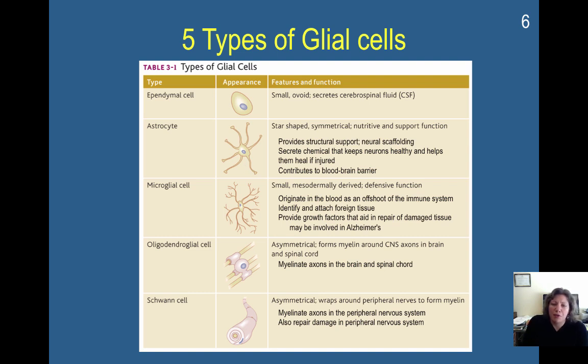Then you also have a microglial cell. These are small, and they have primarily a defensive function. So they originate in the blood as an offshoot of the immune system. And what they do is they identify and attach to foreign tissue.